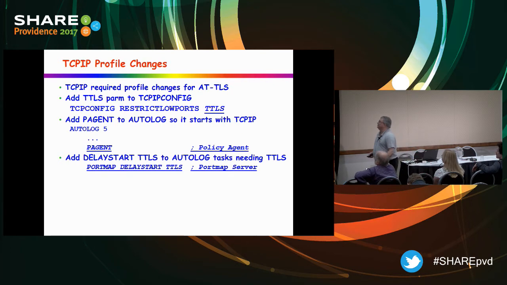What could be better? Okay, so in your TCP/IP profile, you make one change basically to the TCP config. You just add the TTLS. That's it. Then in your AUTOLOG, you're going to add Pagent here so that when TCP/IP comes up, it brings up Pagent. The other thing is that for PORTMAP, there's a DELAYSTART TTLS command that you want to use to make sure PORTMAP doesn't come up until TTLS is active. There are some other tasks that fit in here. Some do, some don't. FTP server is not one of these, okay? So if you're running FTP server, you don't need to delay the start of TTLS.